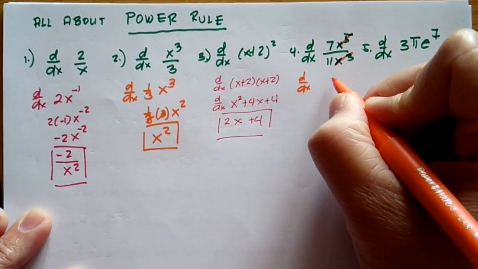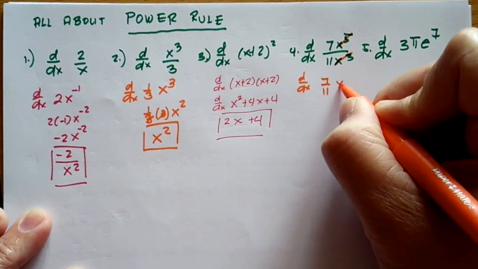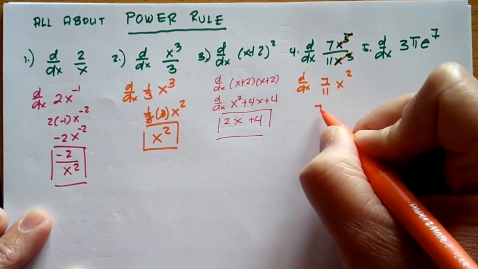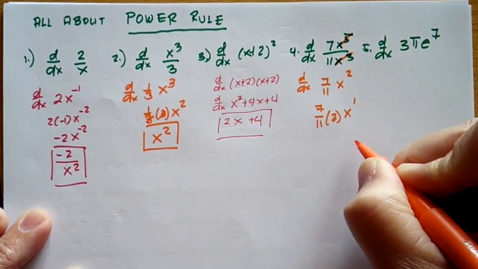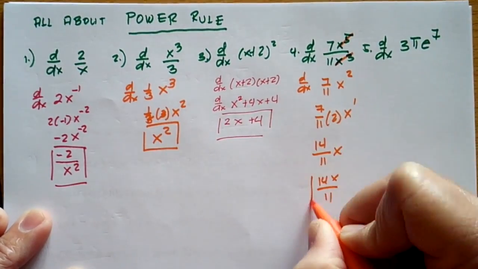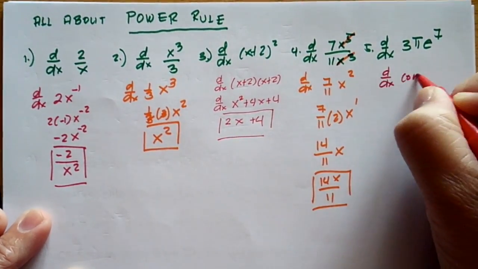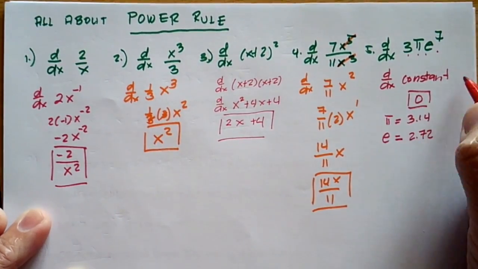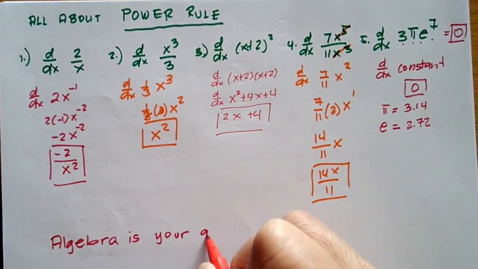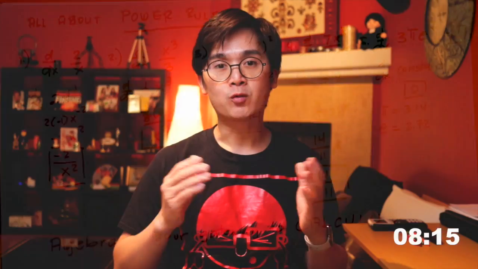You need to simplify your rational expressions, so your function will turn into 7 over 11 x squared, and taking its derivative will give you 14x all over 11. It may look so complicated, but if you know your constants, you know the derivative of problem number 5 is just 0. So in working with problems on derivatives, mastery of algebra is key.